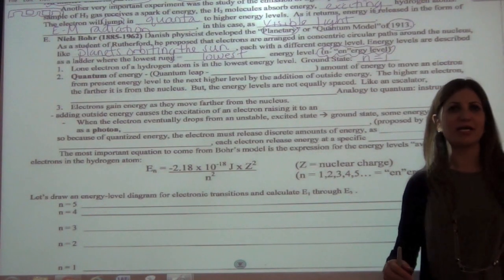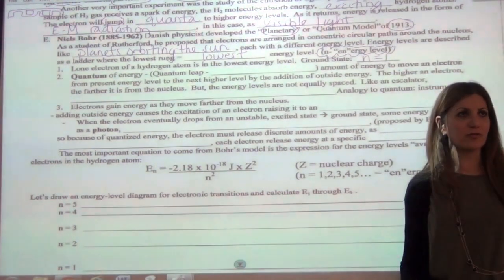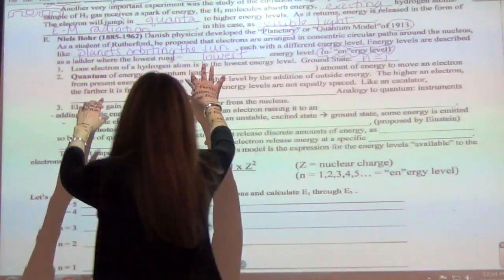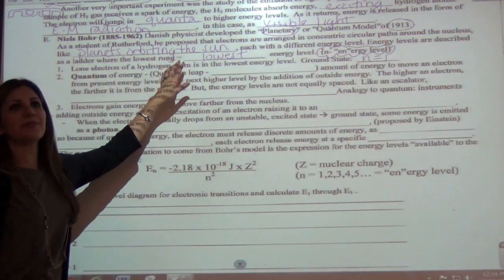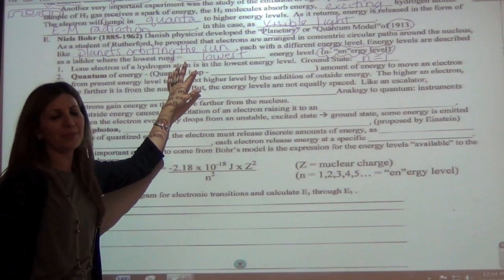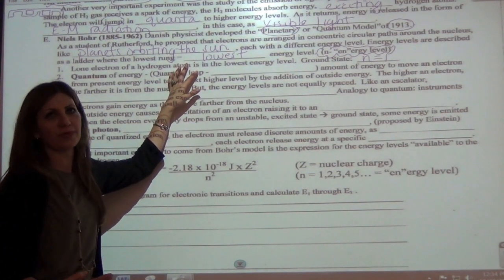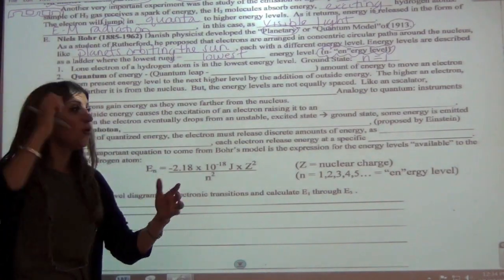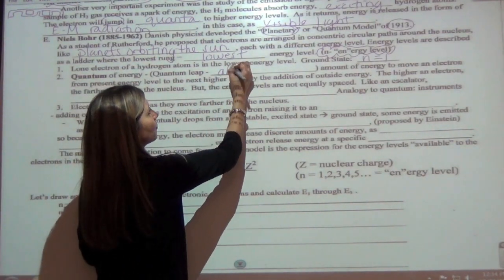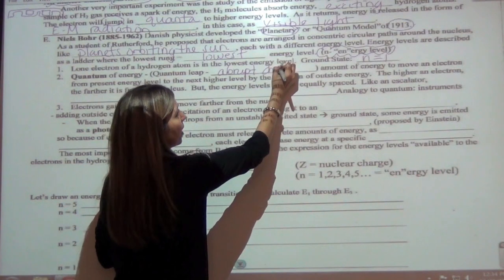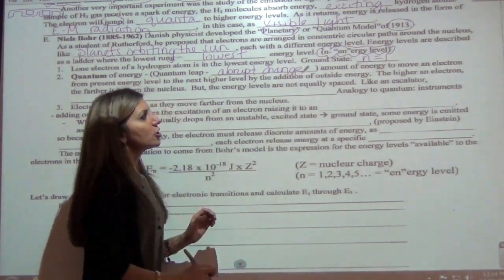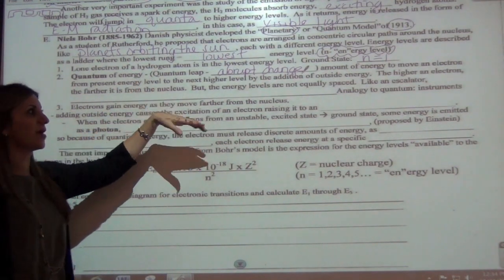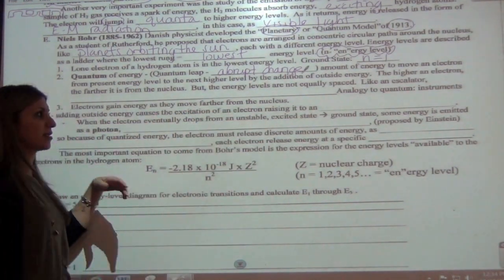So similar to you getting on a ladder, you wouldn't call the lowest step the 0 step. You would call it the first step. Awesome. So a quantum of energy, Quantum Leap used to be a show that was really popular. There's a TV series. They show like reruns of it now. But it's a time travel type of show. So Quantum Leap is simply an abrupt change. It's the amount of energy to move an electron from its present energy level to the next higher level by the addition of outside energy, which we talked about a little bit before.